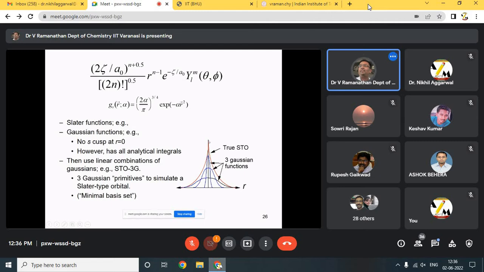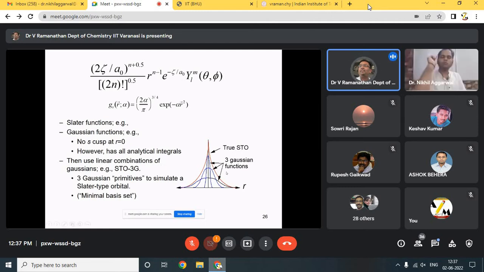Quantitatively, this is replaced by three Gaussian functions. This was the genius of John Pople. He said, okay, I will not be able to solve this numerically, but I'll approximate it with Gaussian functions. You had three different Gaussian functions to mimic this Slater type orbital, and this is what is referred to as a minimal basis set. This is called STO-3G.